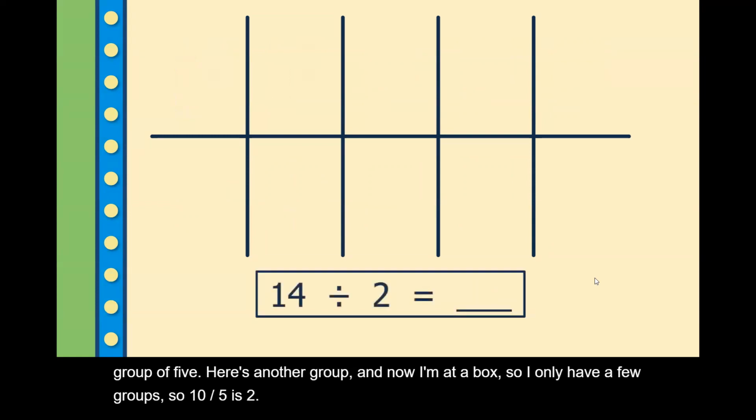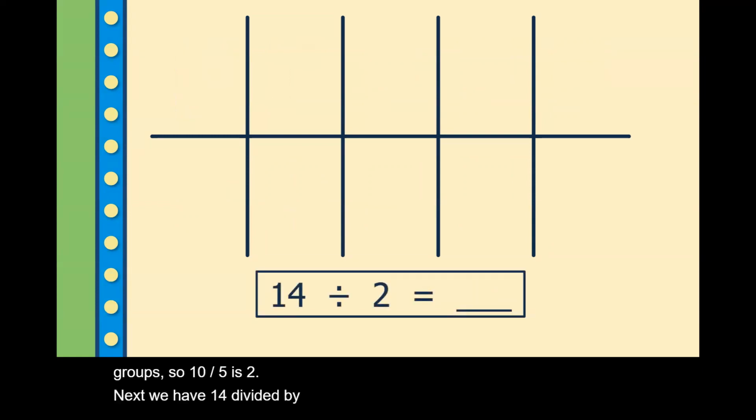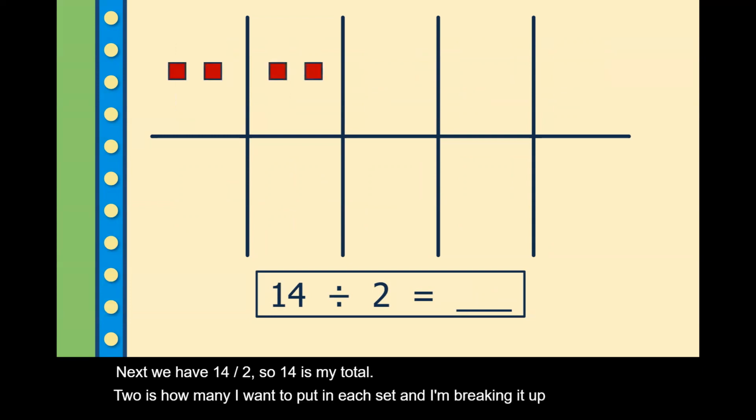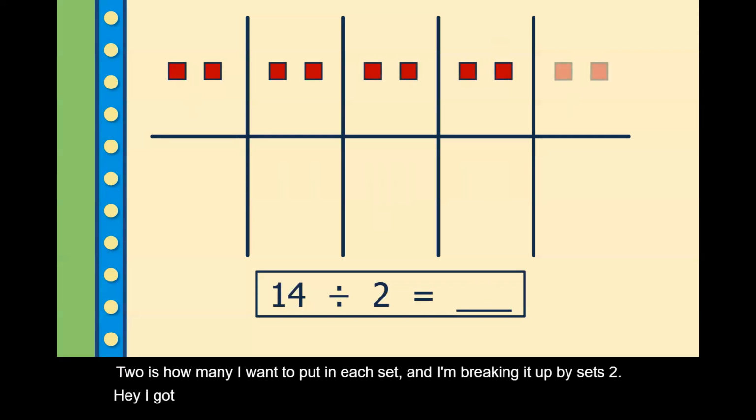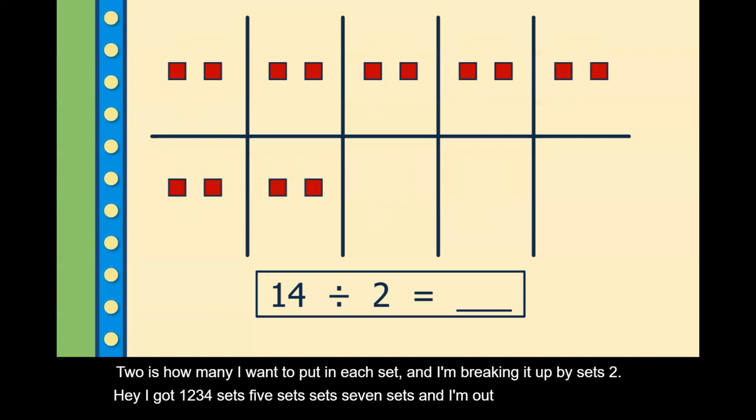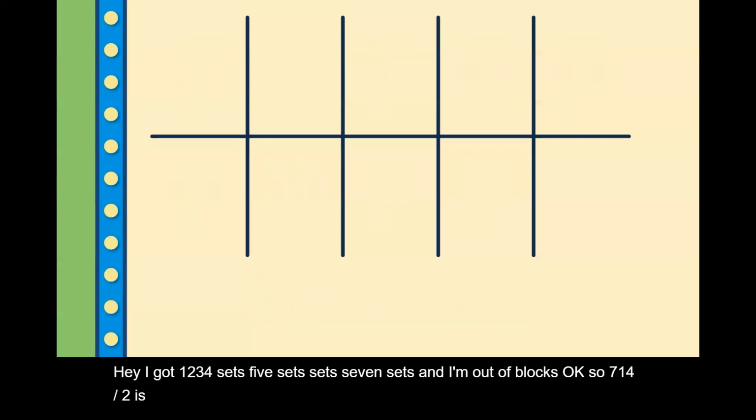Next, we have 14 divided by 2. So 14 is my total. 2 is how many I want to put in each set. I'm breaking them up by sets of 2. Okay, so 1, 2, 3, 4 sets, 5 sets, 6 sets, 7 sets, and I'm out of blocks, okay? So 14 divided by 2 is 7.